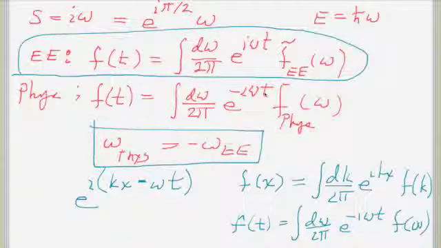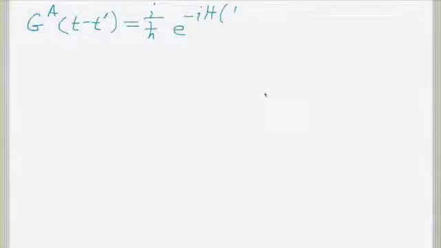Okay, so that's the retarded Green function in the time domain. And the advanced Green function is the anti-causal one. Okay, I'll just write it down. So G^A of t minus t prime is equal to i over h bar, e to the minus i H (t minus t prime) over h bar. And it's anti-causal, so we have the other step function going the other way, t prime minus t.